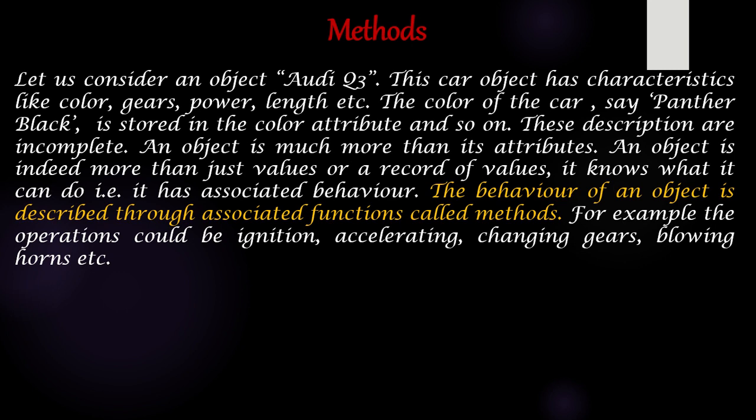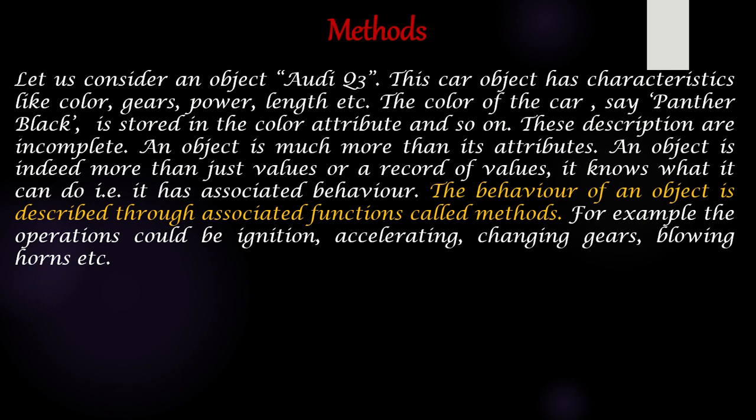Now let us consider methods. Let us consider another example, a car called Audi Q3. This car object has many characteristics, like its color, how many gears it has, the power, length, etc. Let us say that the color attribute has the value panther black. But these descriptions are incomplete because an object has much more than its attributes.